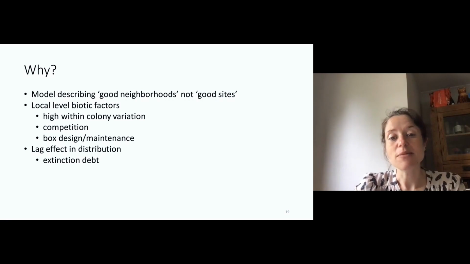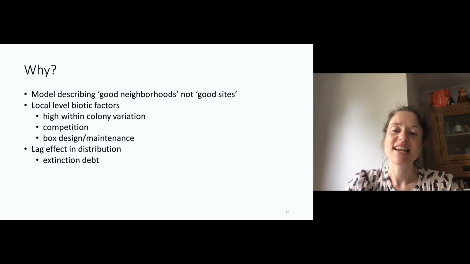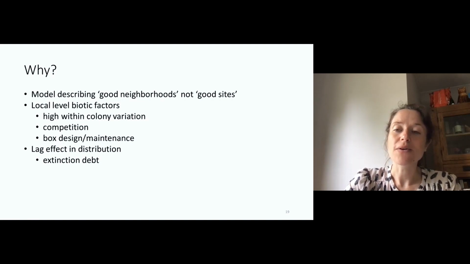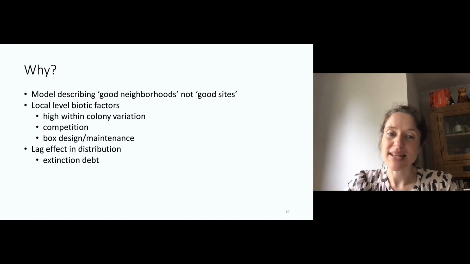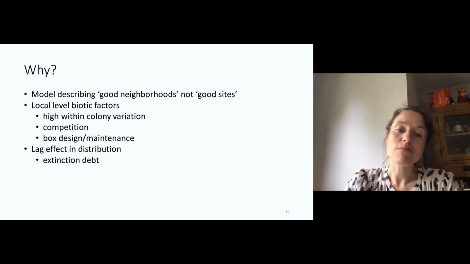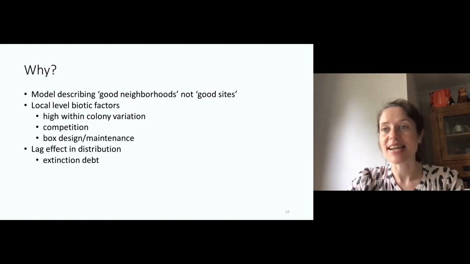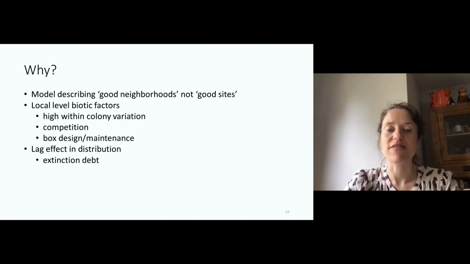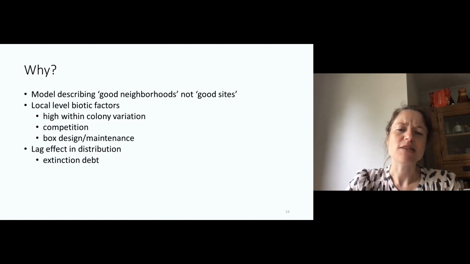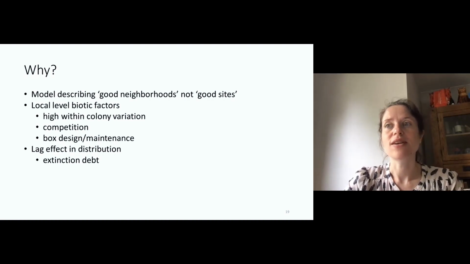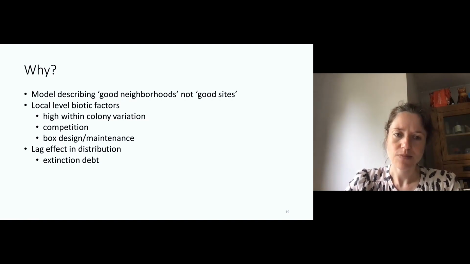It seems like these models are describing good neighbourhoods, but not good sites. What defines a very local good site might have more to do with competition between individuals. It might have more to do with different Purple Martin box designs and maintenance, the human factors, as well as there just being a lot of variation in how well each colony does between different years.